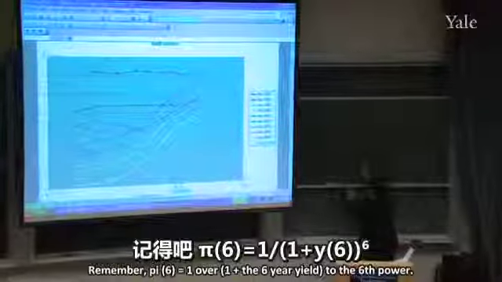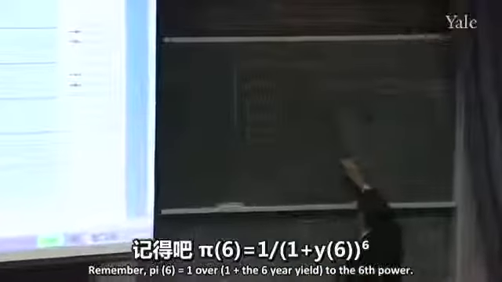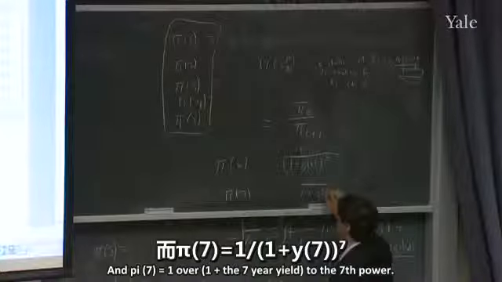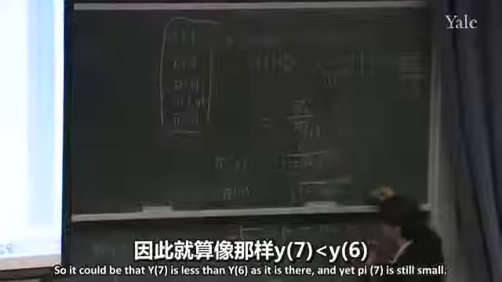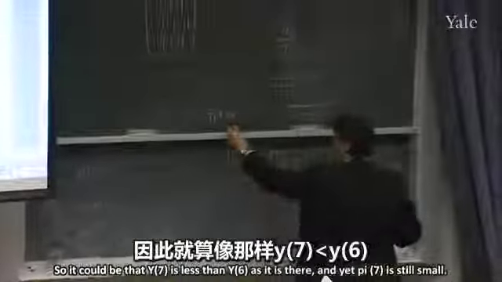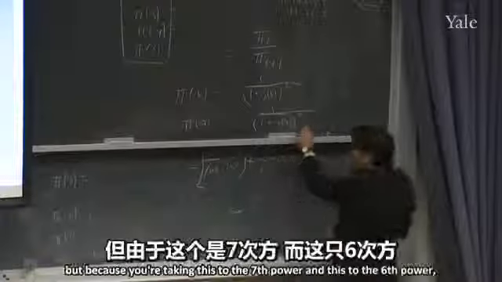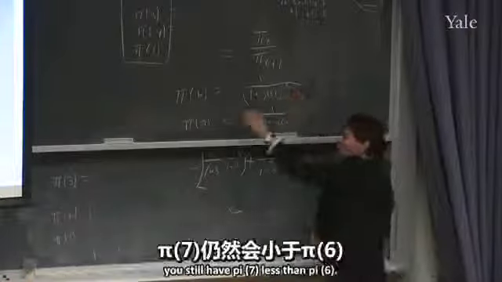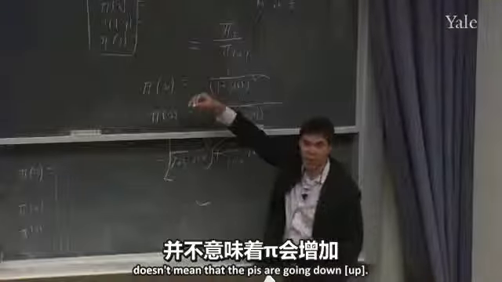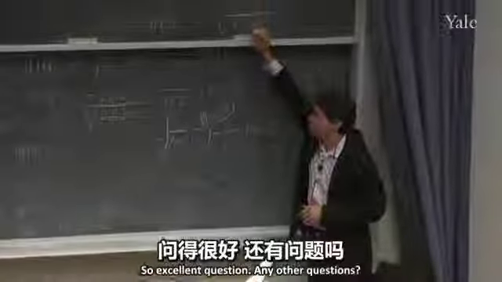So remember, pi 6 equals 1 over 1 plus the 6-year yield to the 6th power. And pi 7 equals 1 over 1 plus the 7-year yield to the 7th power. So it could be that y7 is less than y6, and yet pi 7 is still smaller than pi 6, because you're taking this to the 7th power and this to the 6th power. So just because the yield curve is downward sloping doesn't mean that the pi's are going down. The pi's could never go down. The pi's are always going to go up. Okay, so excellent question. Any other questions?